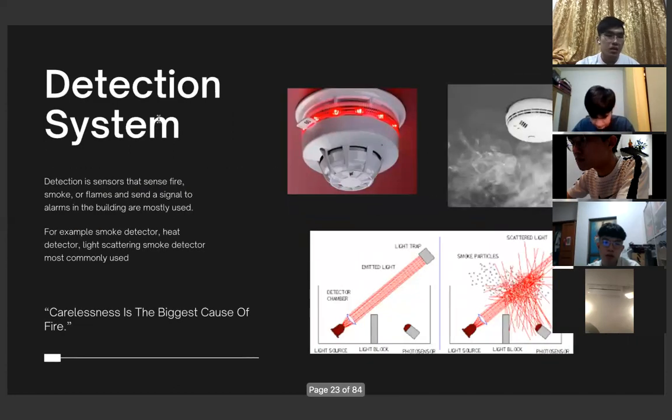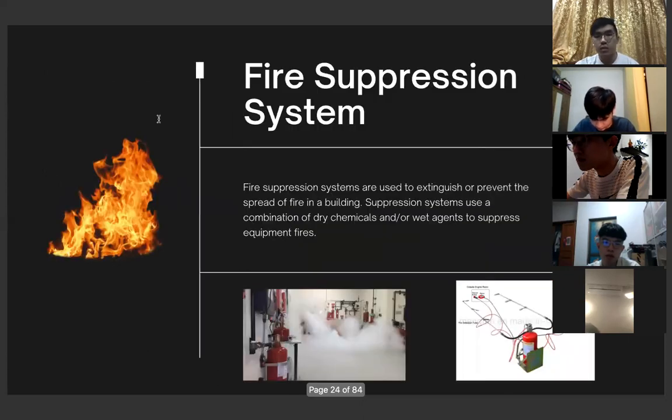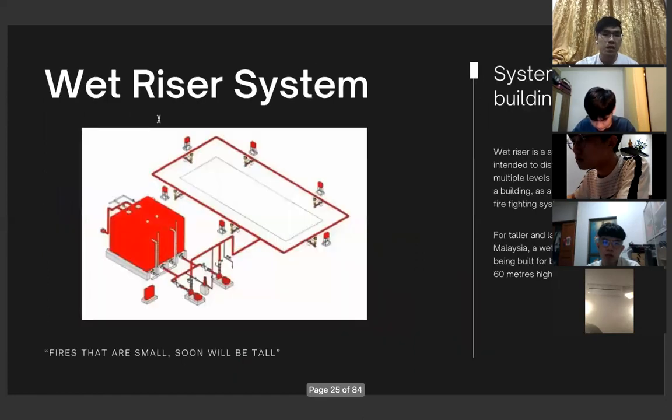The first one will be detection. It's a sensor that senses fire, smoke, and flame, and sends a signal alarm in the building. Fire suppression systems are used to extinguish or prevent the spread of fire in a building. A combination of dry chemical agent or wet agent is used to suppress equipment fire. A wet riser is a supply system intended to distribute water to multiple levels as a component of the firefighting system. For taller and larger buildings in Malaysia, a wet riser is built for 50 to 60 meter high buildings.